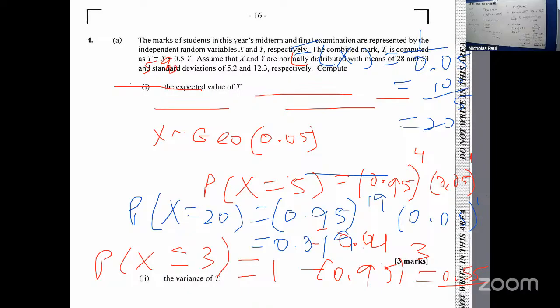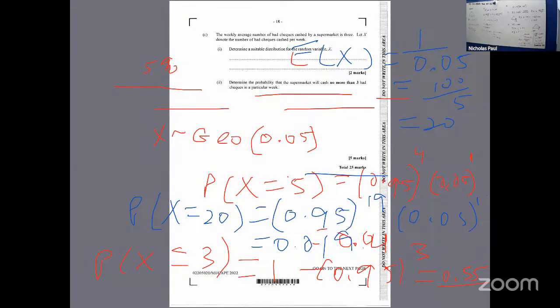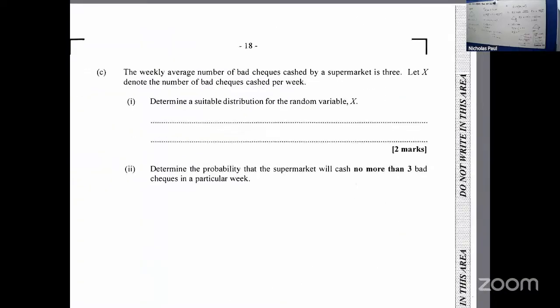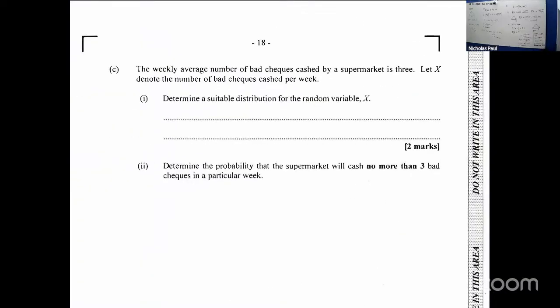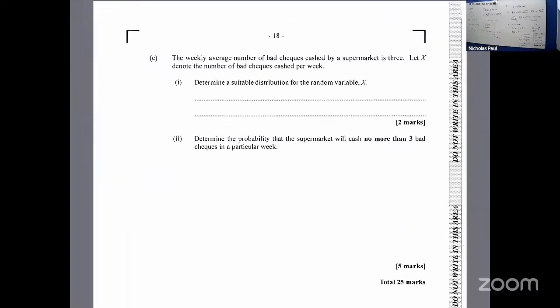This is normally distributed. Although you can do that first part. Let's try this one here now. Same here. Let's try the part here now.